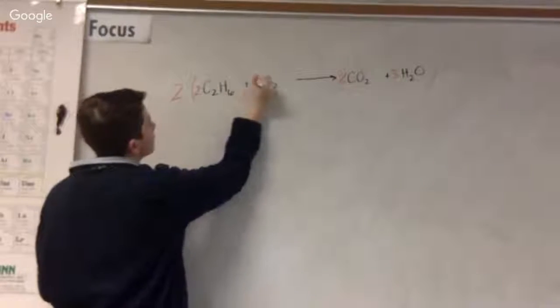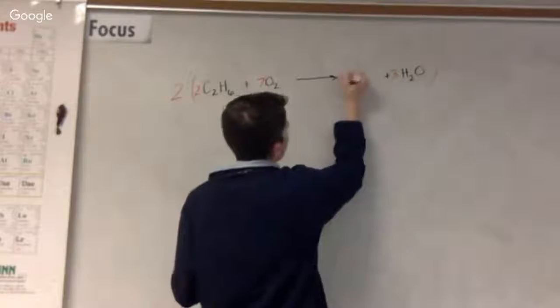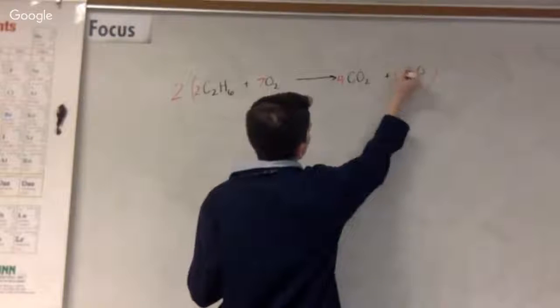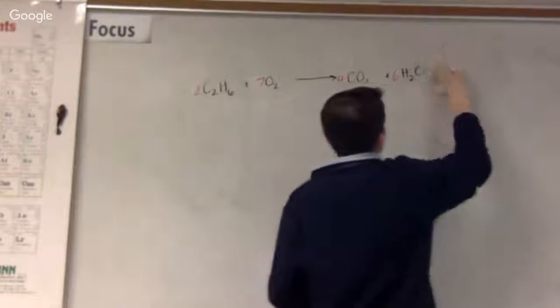So it'll be 2, 7, 4, and 6. And let's get rid of that 2 on the outside now. Is everyone okay with that? Can you give me a thumbs up if that made sense?